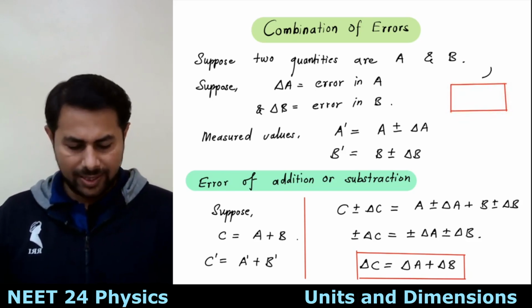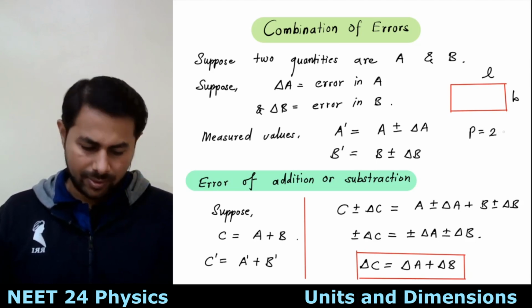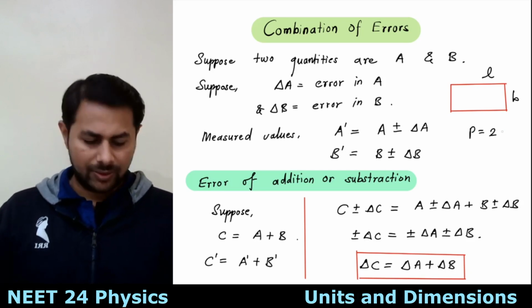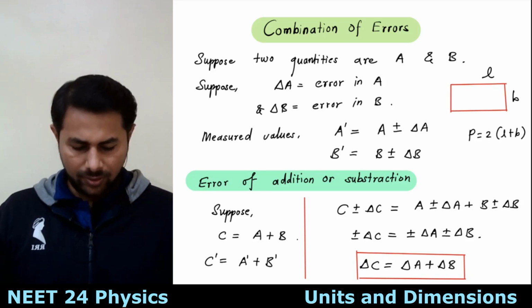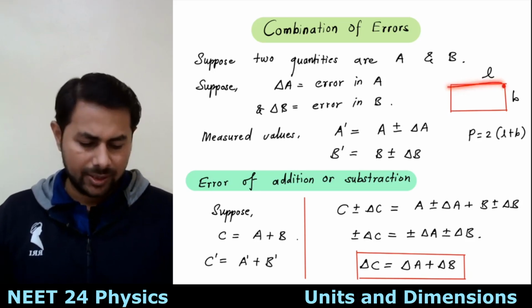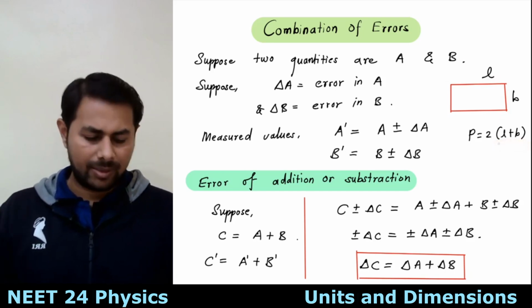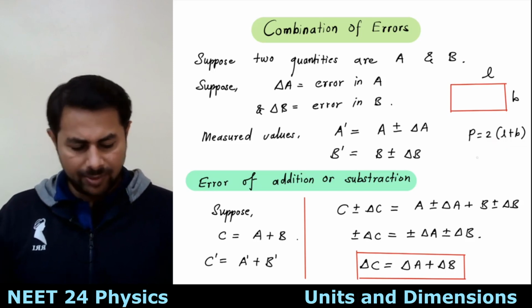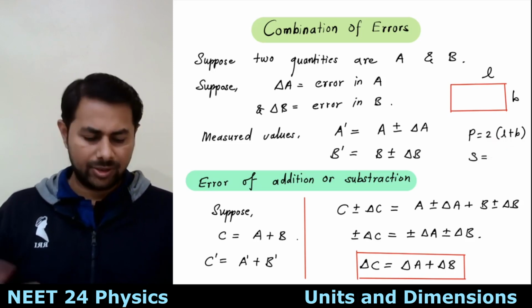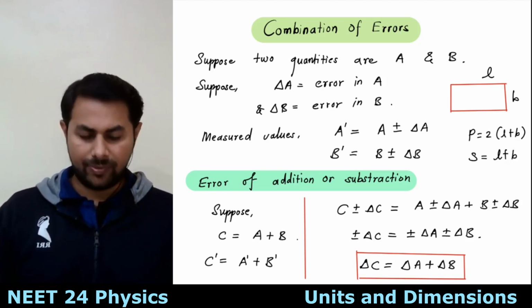So this is length and breadth. So perimeter would be equal to what? It is 2 times of L plus B. Very good. So it will be 2 times of L plus B. So you will measure length, you will measure breadth of the rectangle, and you will add it up and multiply by 2. That is the perimeter. Then another example is you want to find out semi perimeter. So semi perimeter is just half of the perimeter, it's L plus B.